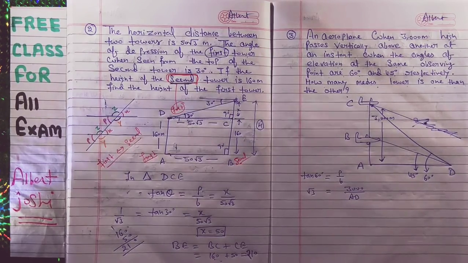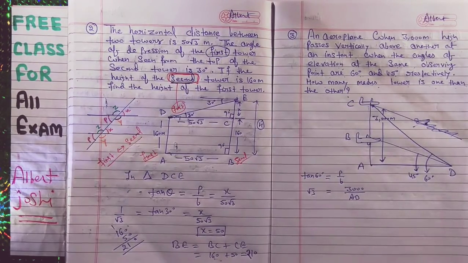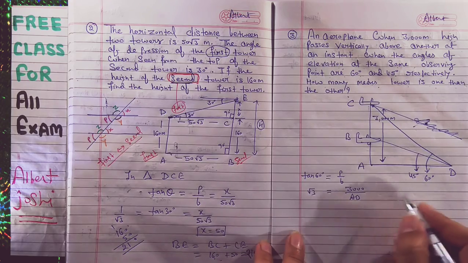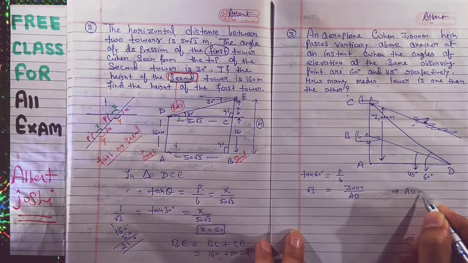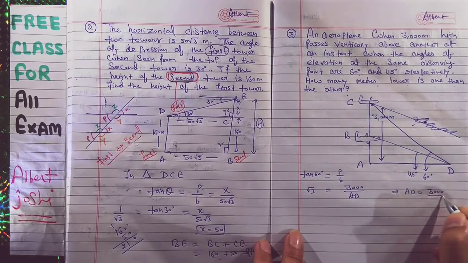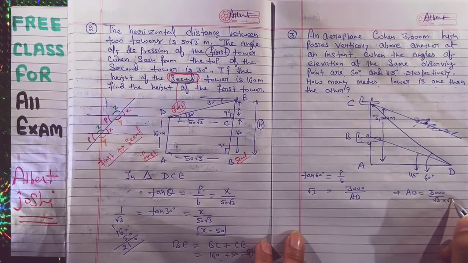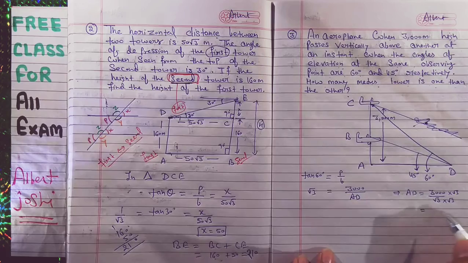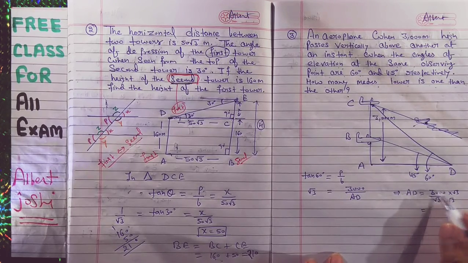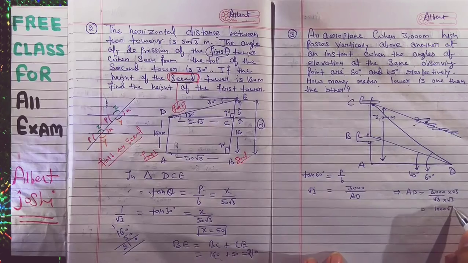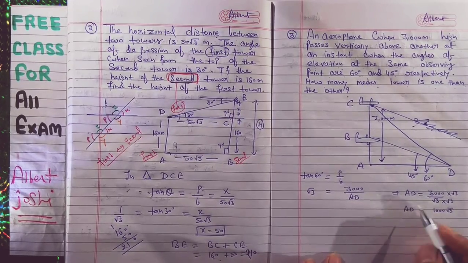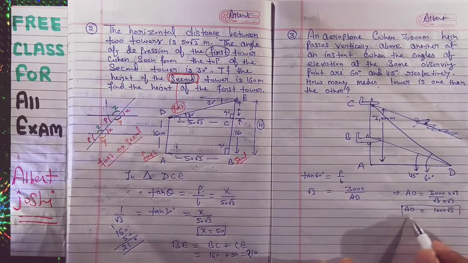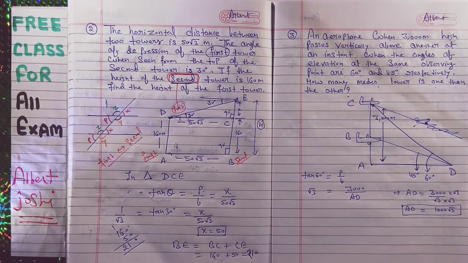So it implies that your AD is equal to 3000 upon square root of 3. Then you have to rationalize it, multiplying square root of 3 on both sides. Then you will get 3000 square root of 3 upon 3, and 3 will cancel. So 1000 square root of 3. So this is the value of AD.